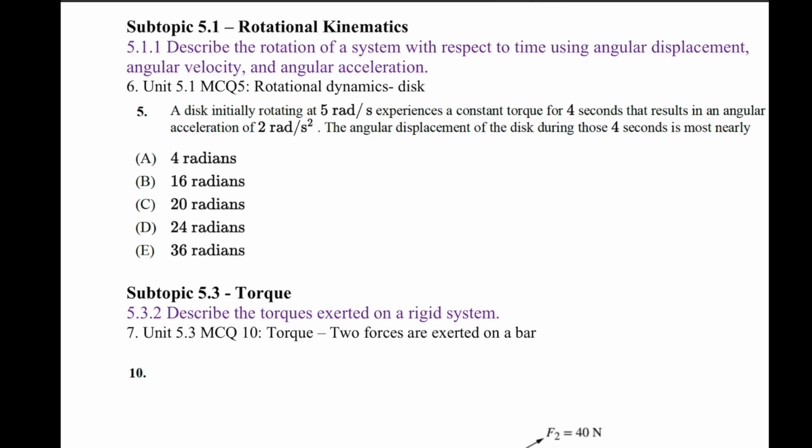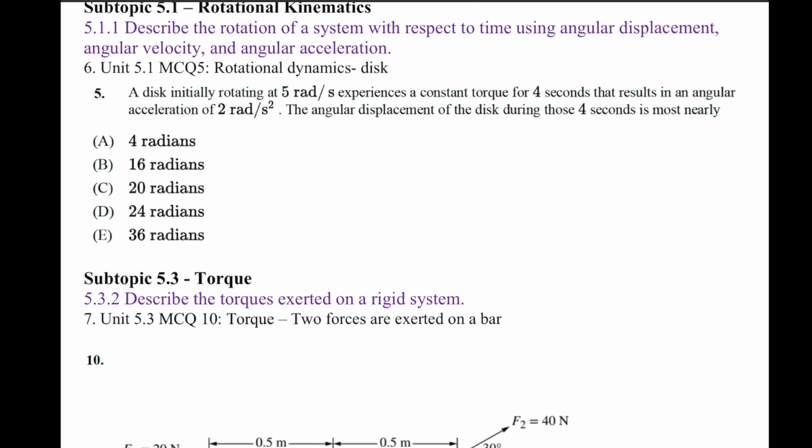In this video, we are going to solve some problems based on rotational motion. Let's look at the first problem. A disk initially rotating at 5 rad/s experiences a constant torque for 4 seconds that results in an angular acceleration of 2 rad/s². The angular displacement of the disk during 4 seconds is most nearly.